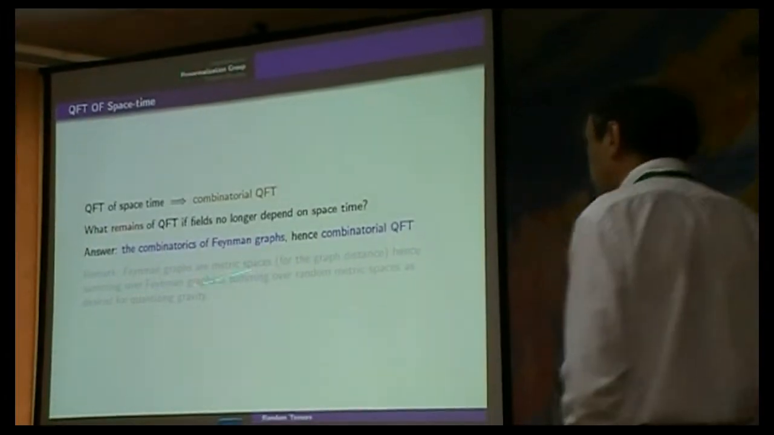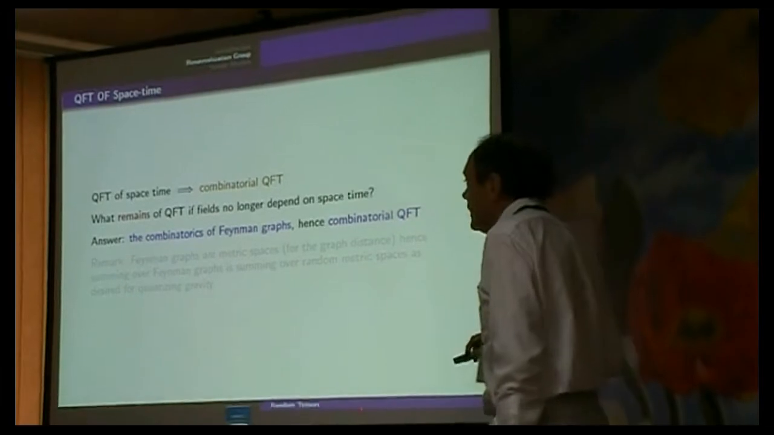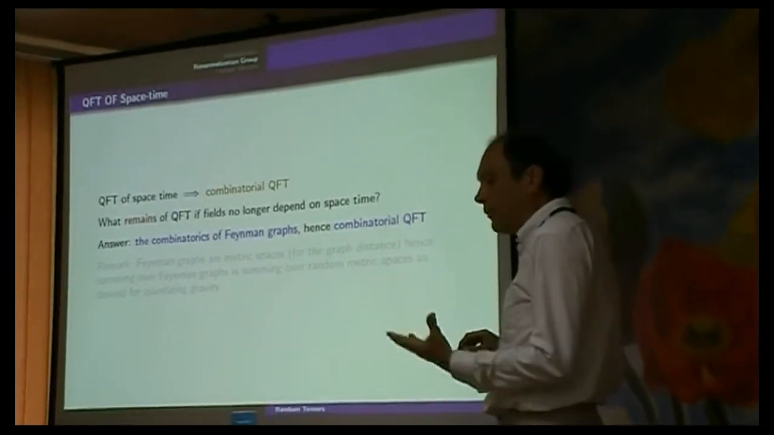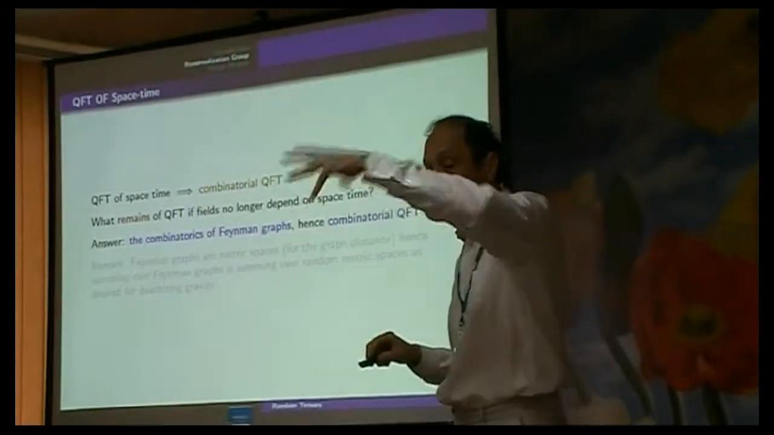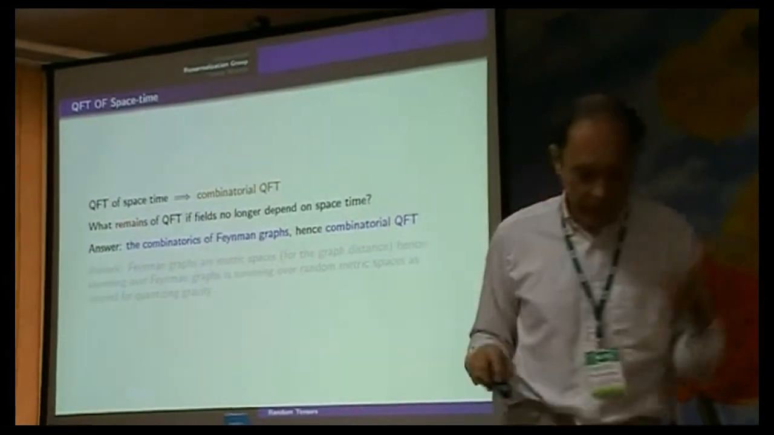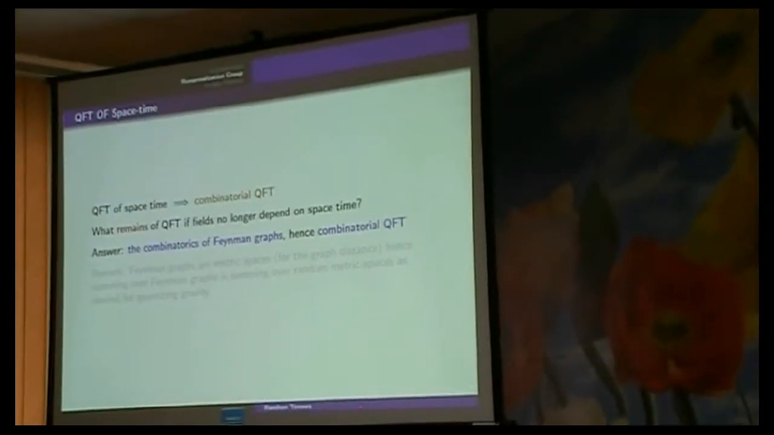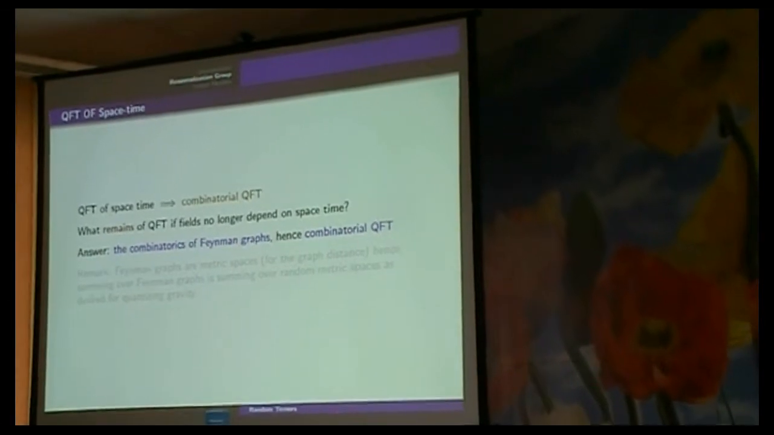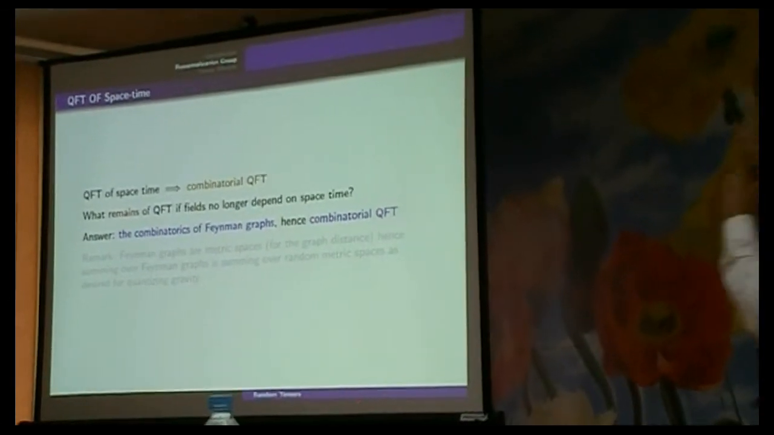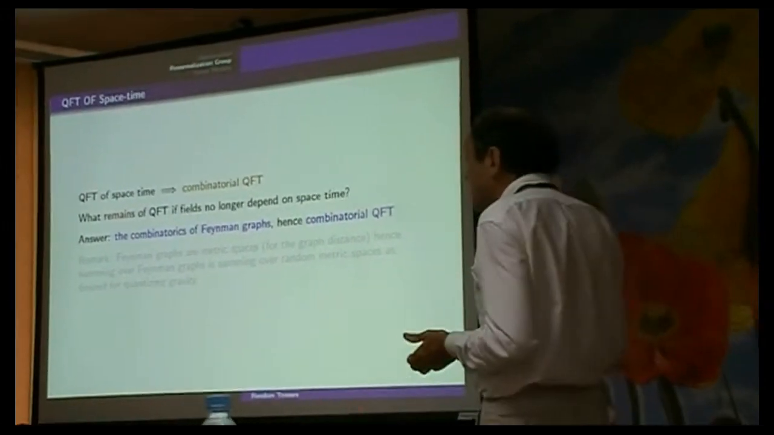Well, the interesting thing about using graphs is that a graph is a kind of discretized version of space, which has no a priori on anything, not even on the space-time dimension. But it is not only a space, it is a metric space.